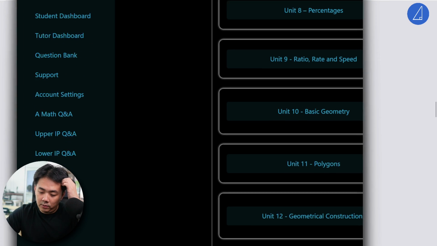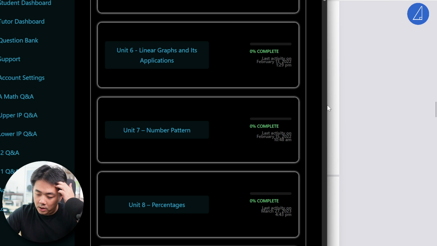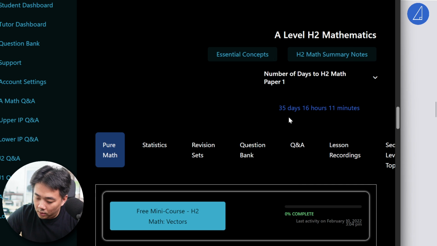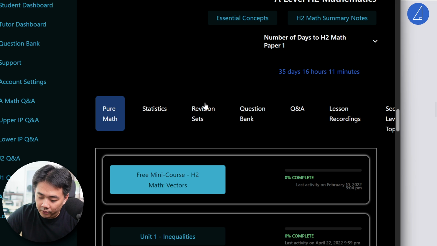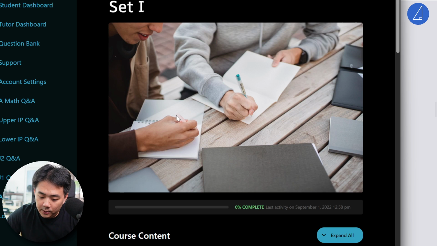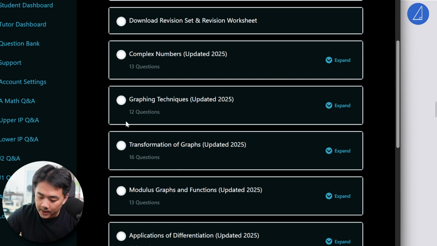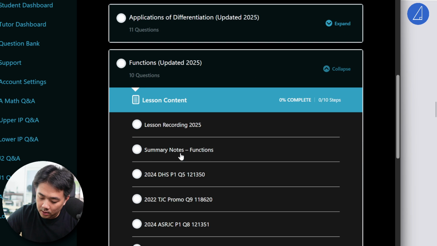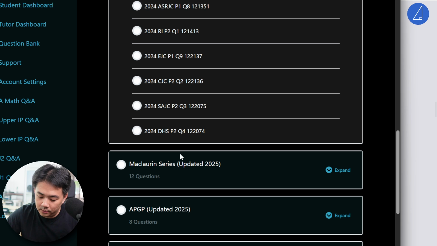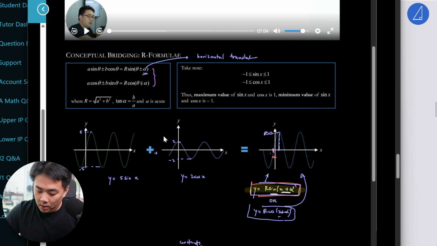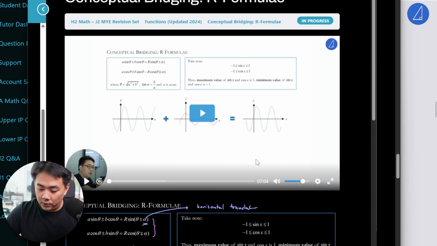Okay, so there's one part in our revision set we went through. You go down to your A level, so you go to revision set. I think it's prelim revision. There's a prelim revision 1, and it's under functions, which has this called R formula. It's not this one. Later I'll put the R formula things inside here. So you go back and listen to me.